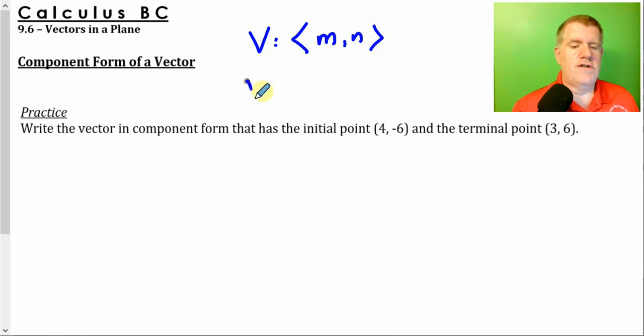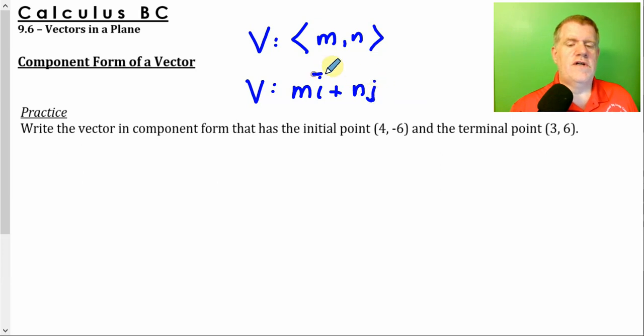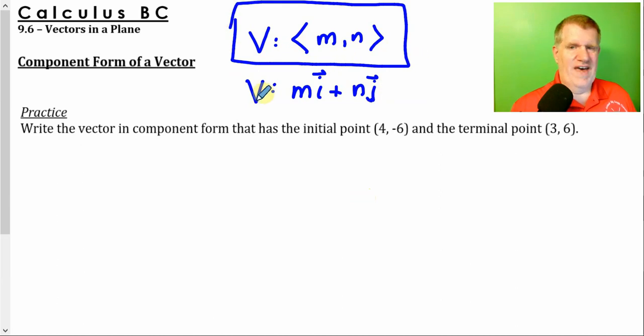Sometimes vectors are written like this, and we're not going to do it this way. Your book doesn't do it that way. But they use the letters i and j to represent the vectors in the x direction and the y direction. Now, this is one form we're not going to use. Your book exclusively uses this form, so we're just going to keep it that form for now.